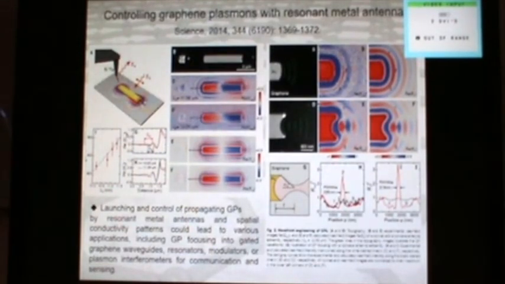Another application is to make focusing elements, modulators or resonators. You can place the so-called antennas on top of the graphene thin film and make this special structure. You can see the plasmons, and you have the focusing there. This is a kind of focusing of graphene plasmons, and probably this kind of different structure is interesting for communication or sensing.